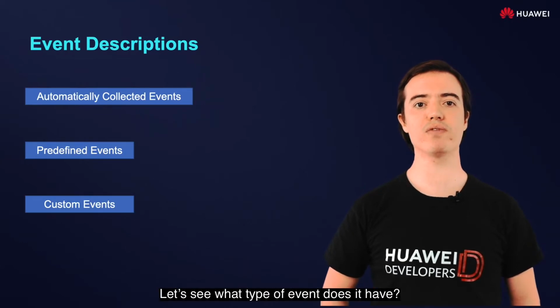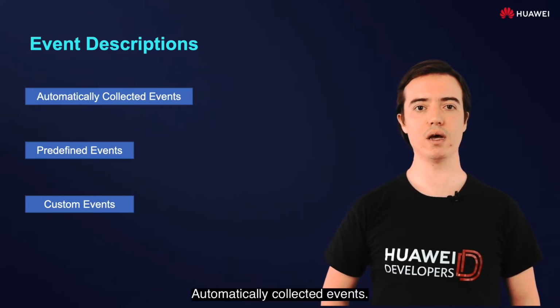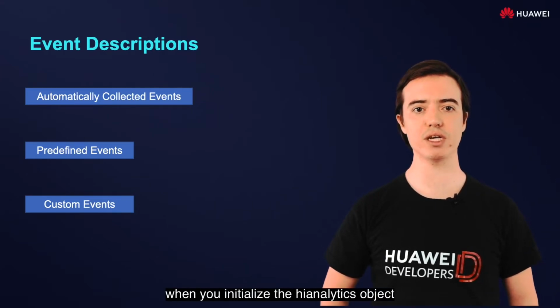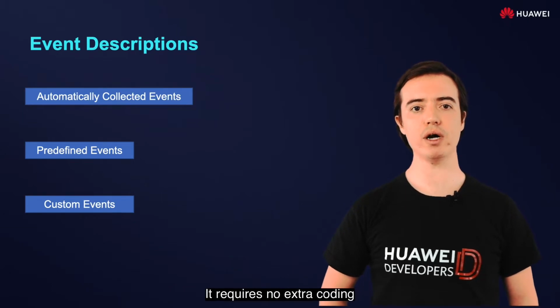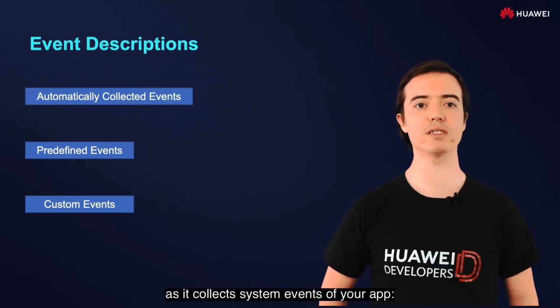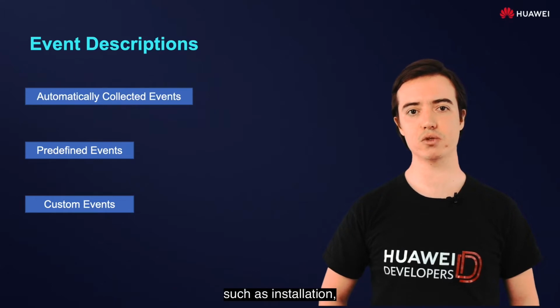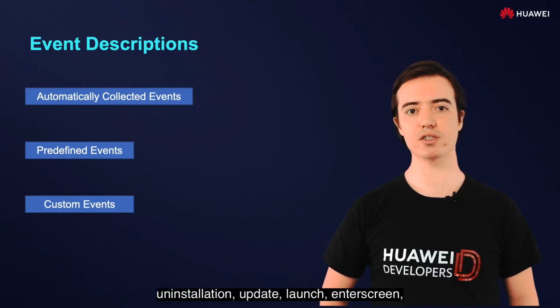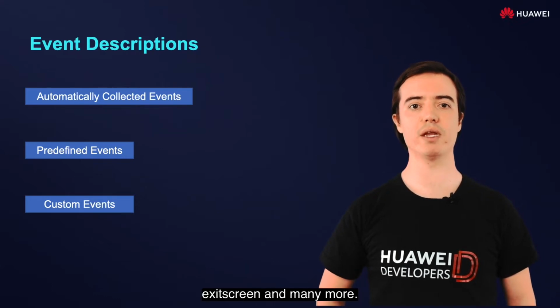Let's see what types of events it has. 1. Automatically collected events. This function is automatically enabled when you initialize the Huawei Analytics object in your main activity. It requires no extra coding as it collects system events of your app, such as installation, uninstallation, update, launch, enter screen, exit screen, and many more.